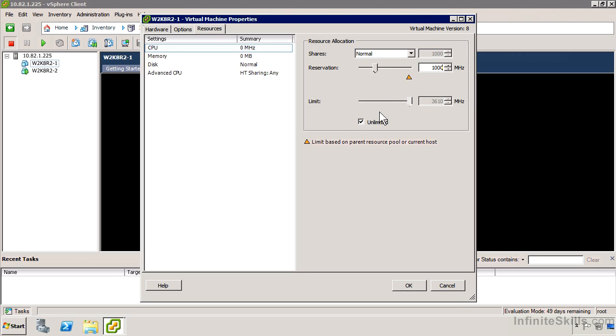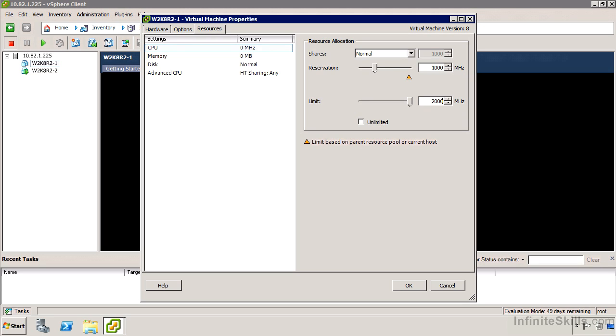A limit, however, is a little different. So what I could do with a limit is say, well, I want them to have guaranteed 1000 megahertz of CPU at all times, but I never want them to have more than 2000 megahertz of CPU at any given time. We get to play within our reservation and limit. If there's more CPU time available than 1000 megahertz, VMware will give that to the VM if it needs it, but in this case, up to a maximum of 2000 megahertz.